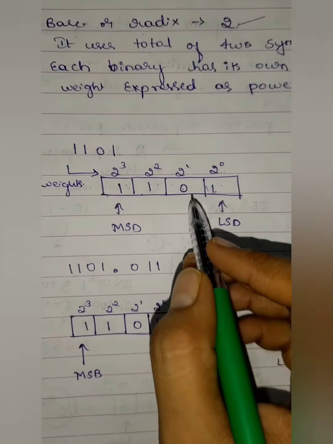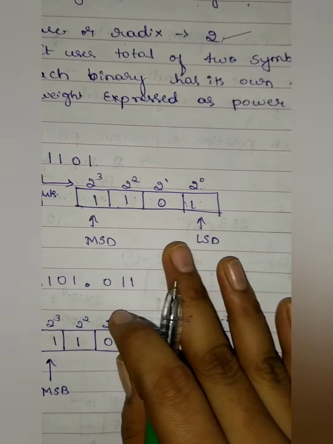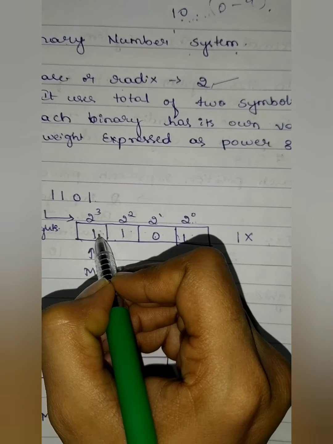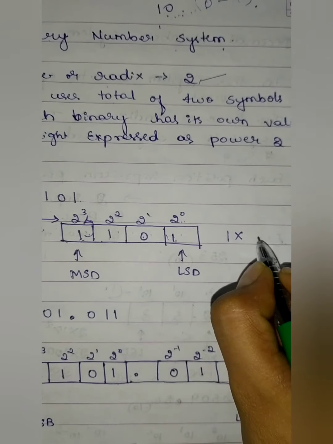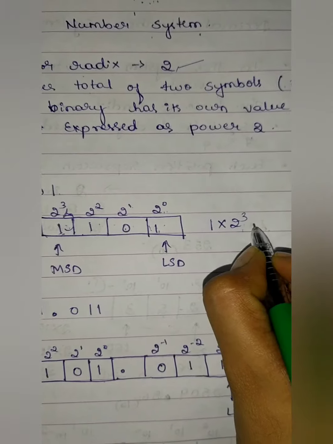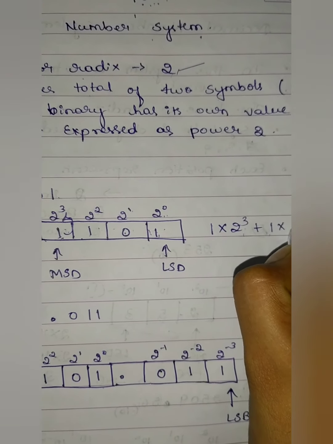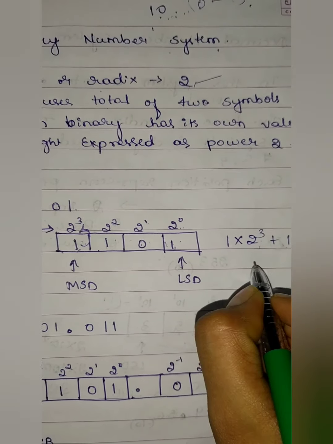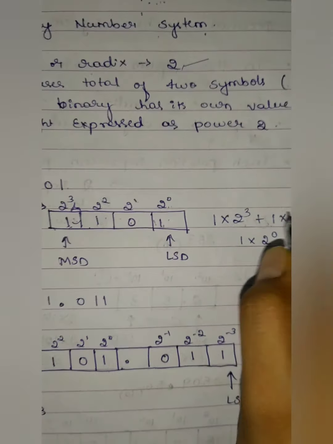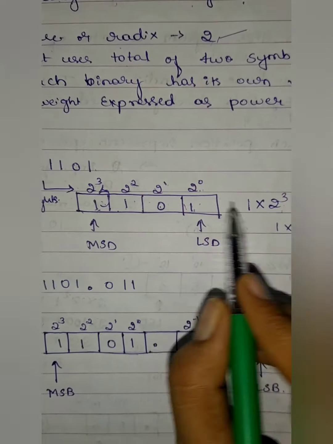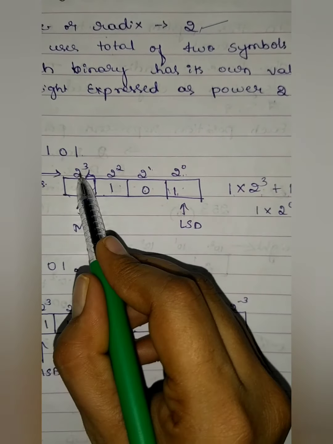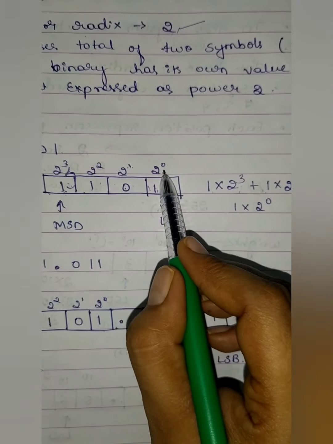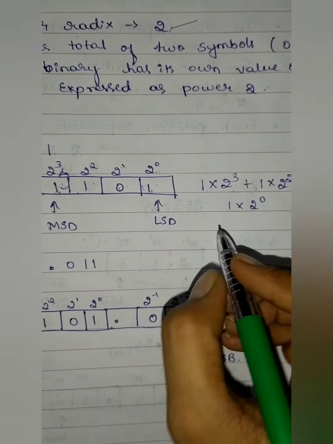So how can this value be written? 1 into 2 to the power of 3, plus 1 into 2 to the power of 2, plus 0 into 2 to the power of 1, plus 1 into 2 to the power of 0. Okay, now we'll see the value.